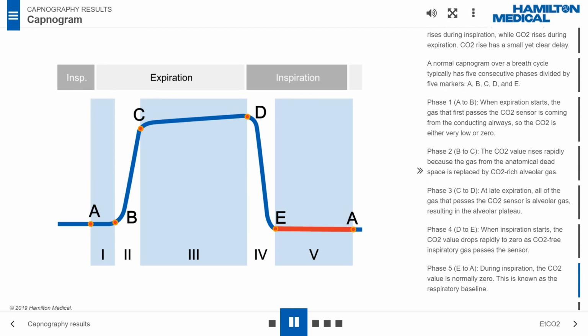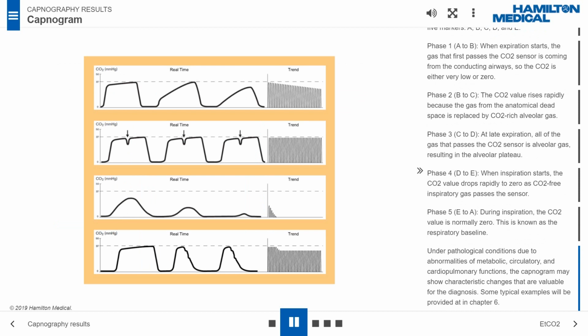Phase 5, E to A. During inspiration, the CO2 value is normally zero. This is known as the respiratory baseline. Under pathological conditions due to abnormalities of metabolic, circulatory, and cardiopulmonary functions, the capnogram may show characteristic changes that are valuable for the diagnosis. Some typical examples will be provided in Chapter 6.